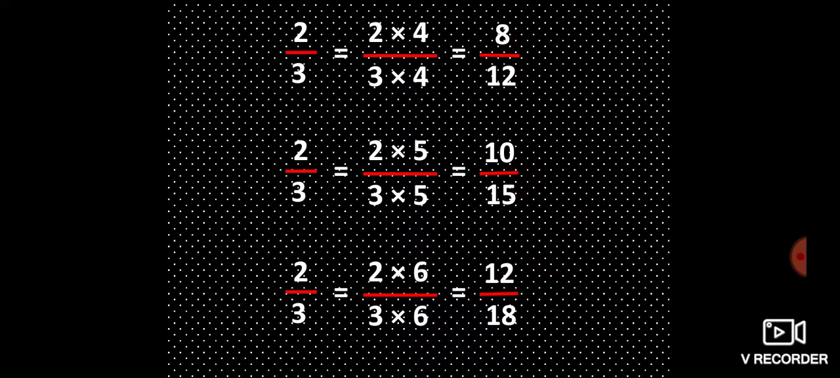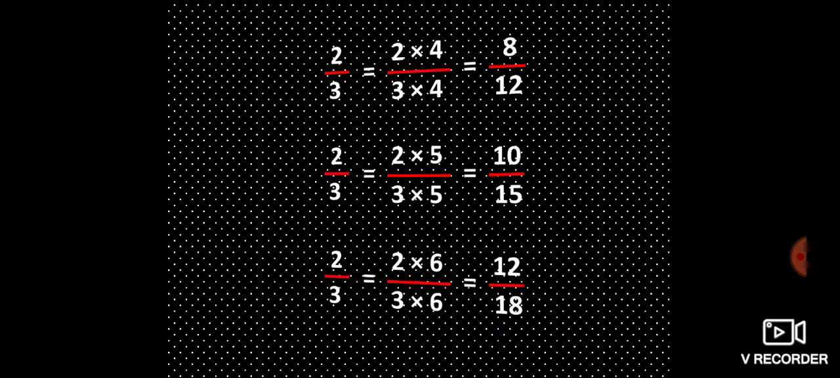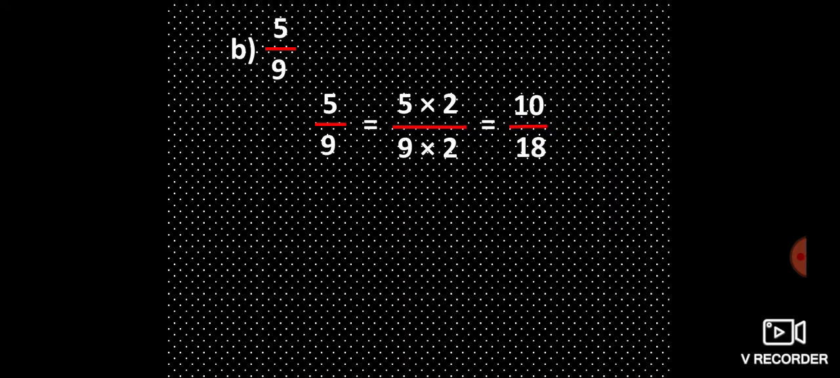So we got 5 equivalent fractions of 2 by 3 by multiplying the numerator and denominator with the same number: 2, 3, 4, 5, 6, etc. So we can use any number, just like 2 into 1000 by 3 into 1000. Any number you can select. One more question like this. Here part B, the question is 5 by 9. Then 5 into 2 by 9 into 2, same number, that is 10 by 18.